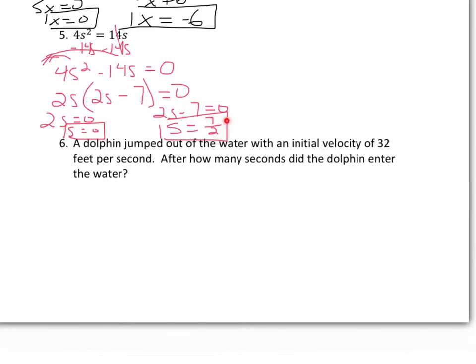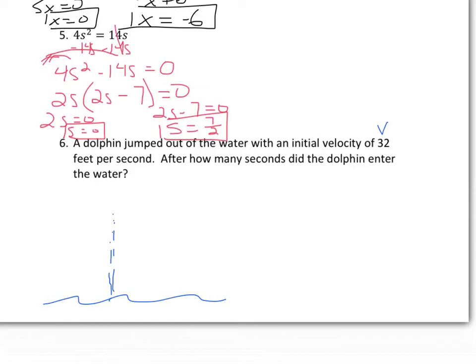Last problem. This is going to be one of those vertical motion problems. So we're talking about this dolphin. The dolphin is in the water, jumps out of the water, and it's going to come right back down. It tells us the initial velocity is 32. Remember that initial velocity is v. And it wants to know after how many seconds did the dolphin enter the water.